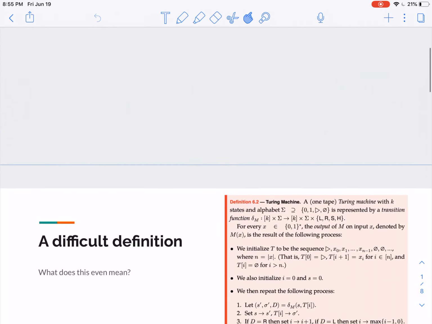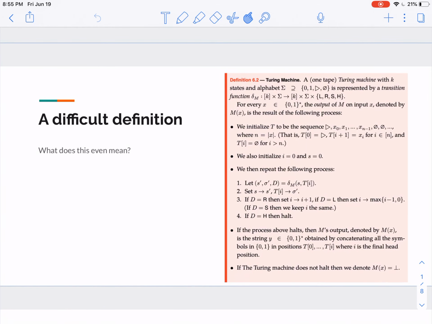Let's get into it. So the definition that we're going to look at today is the definition of a Turing machine, which is a pretty important one in computer science, but a really complicated one. So if you want to pause the video and take a look and try to read through it here, it at first looks really complicated. A Turing machine with k-states, an alphabet, sigma, is represented by a transition function that maps Cartesian product. It just gets really, really complicated. And to be honest, it's pretty hard to understand at first pass.